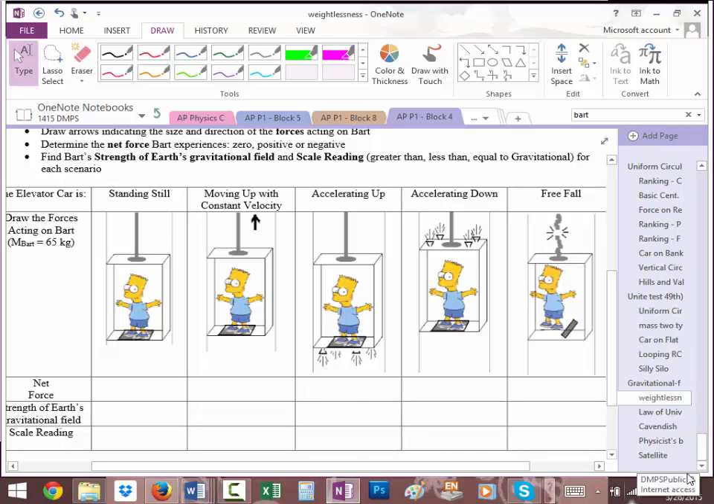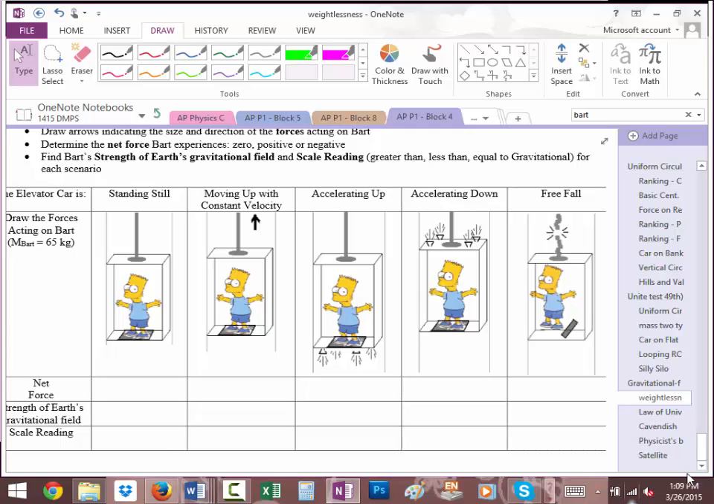Let's take a look. So the first one. The elevator is standing still. We've got two forces acting. We've got the force of the earth on Bart going down. Everybody agrees with this, yes? And the force of the floor, or the scale, one of the two, on Bart, yes? Everybody agrees with that? Okay, so that's all good. It's standing still. The net force is 0 because he's not what?